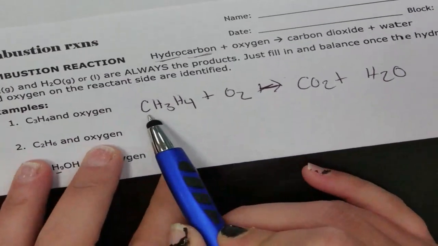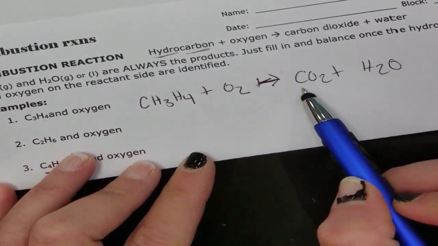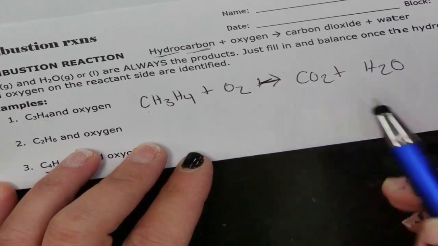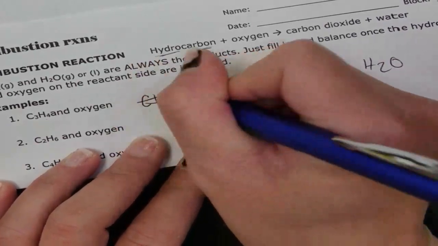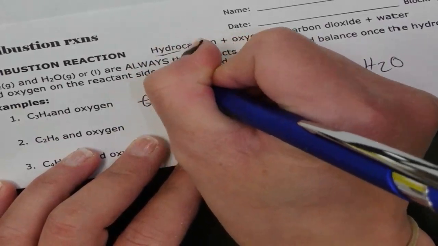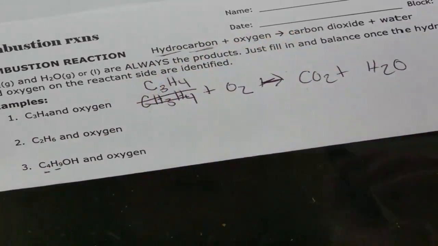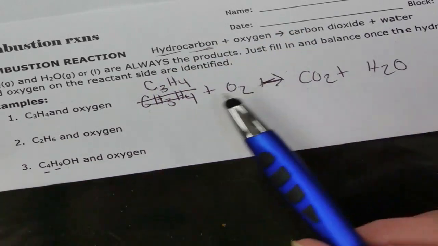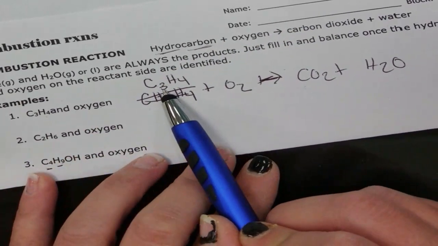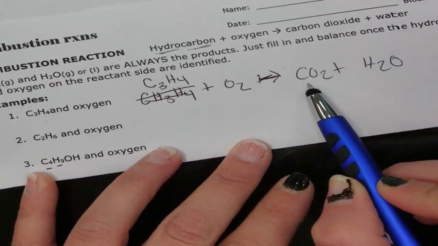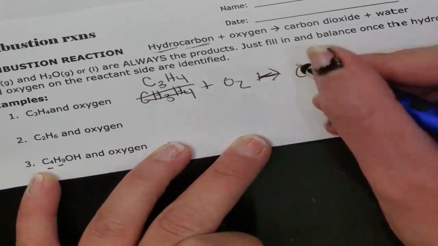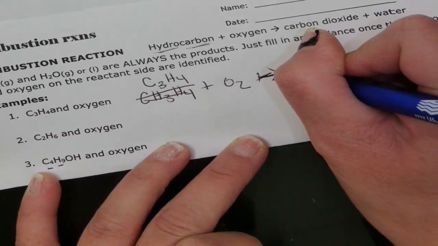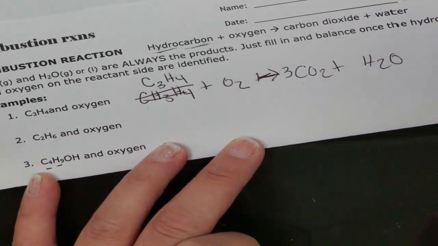All right, so I have one carbon on the left and one on the right. Okay, I'm sorry, I wrote that wrong. I have 3 carbons on the left and 1 on the right. So I'm going to take this 3 from the carbon and I am going to put it in front of the carbon.